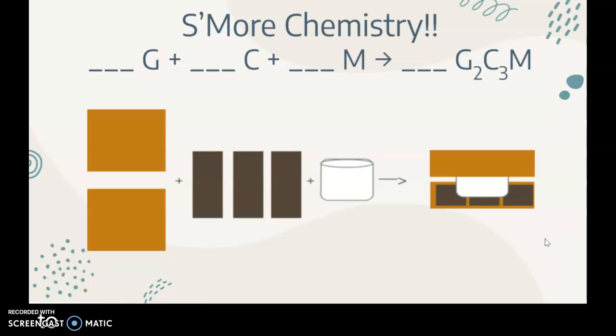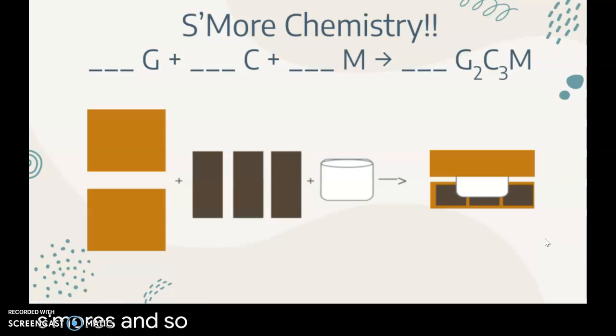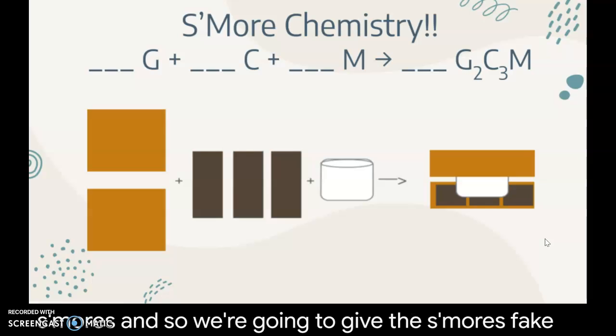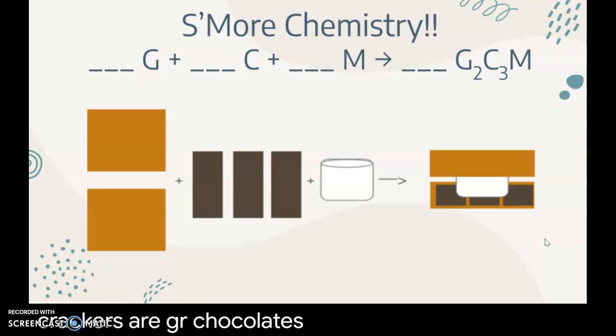And so we are going to use something simple to begin with, just looking at s'mores. So we're going to give the s'mores fake chemical symbols. We've got our graham crackers are G, our chocolates are C, our marshmallows are M, and then our final s'more, we're just combining it into G2C3M.